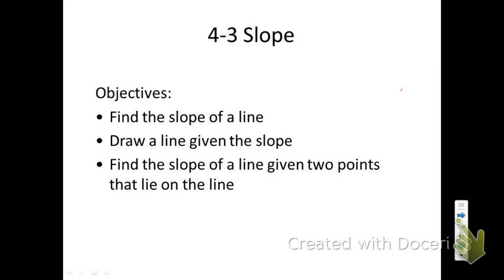Alright, today in class we learned about slope. So we have a couple of objectives. We're going to find the slope of a line, we're going to draw a line given a slope, and then we're going to find the slope of a line given 2 points that lie on the line.